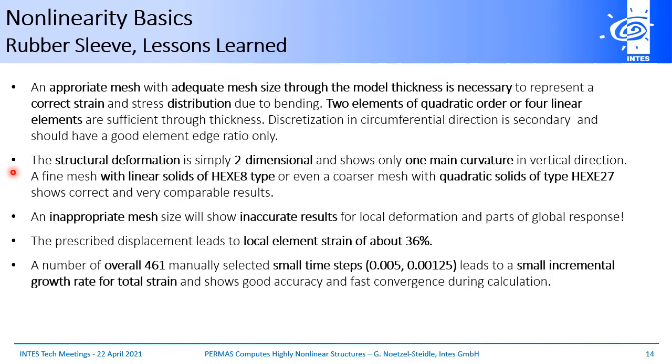The structural deformation is simply 2-dimensional and shows only one main curvature in vertical direction. A fine mesh with linear solids of hexa 8 type or even a coarser mesh with quadratic solids of type hexa 27 shows correct and very comparable results. An inappropriate mesh size will show inaccurate results for local deformation and parts of global response.